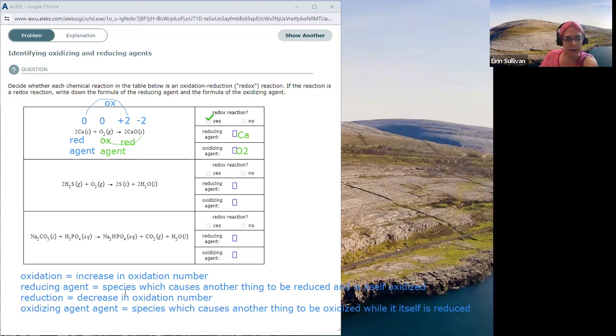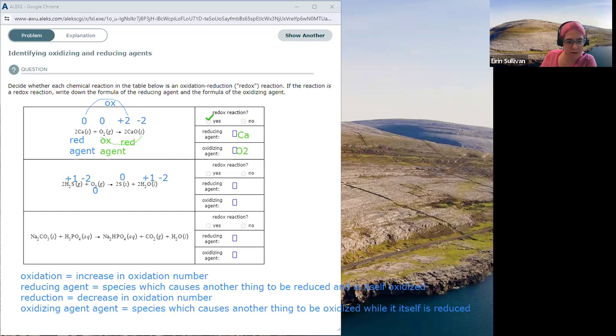Okay, so let's look at the next one then, and do some oxidation numbers. So hydrogen should be +1, sulfide should be -2. You will also get this quickly, I promise. Oxygen's an element, so 0. Sulfur is an element, 0. And then in H2O, hydrogen is +1, oxygen is -2. Okay, so let's see what's going on. What's being oxidized?